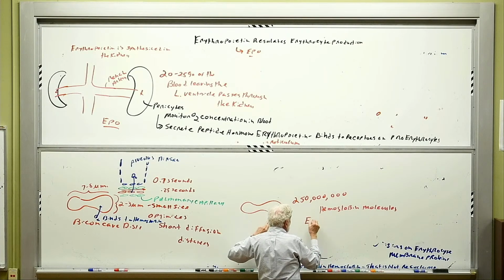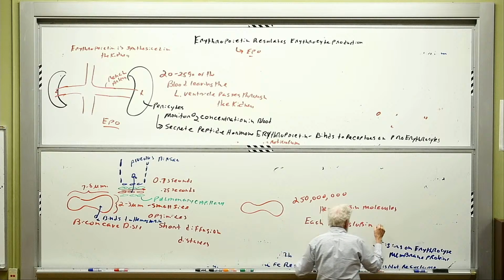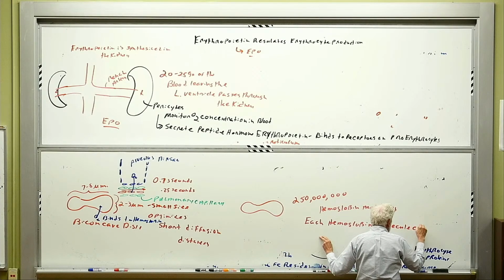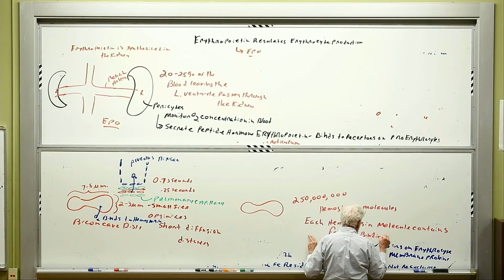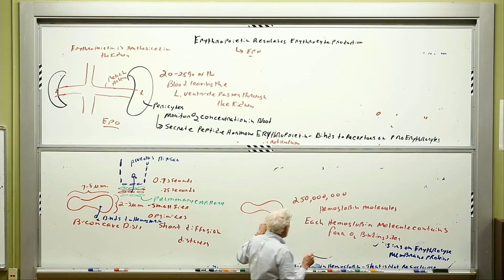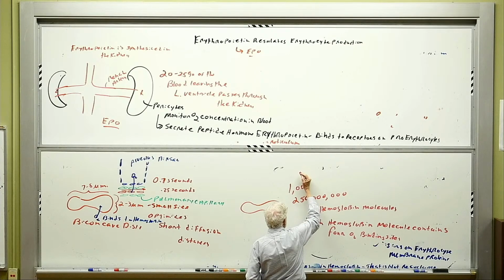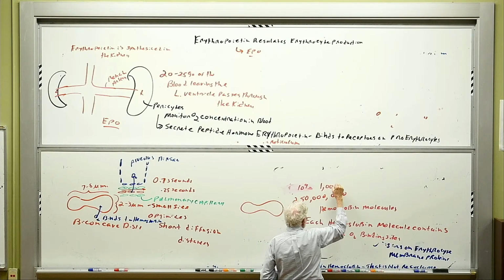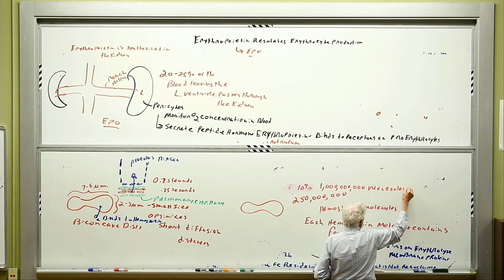Each hemoglobin molecule contains 4 oxygen binding sites. So each one of these erythrocytes can bind 1 billion, let me do it this way, 10 to the 9th, 1 billion molecules of oxygen.